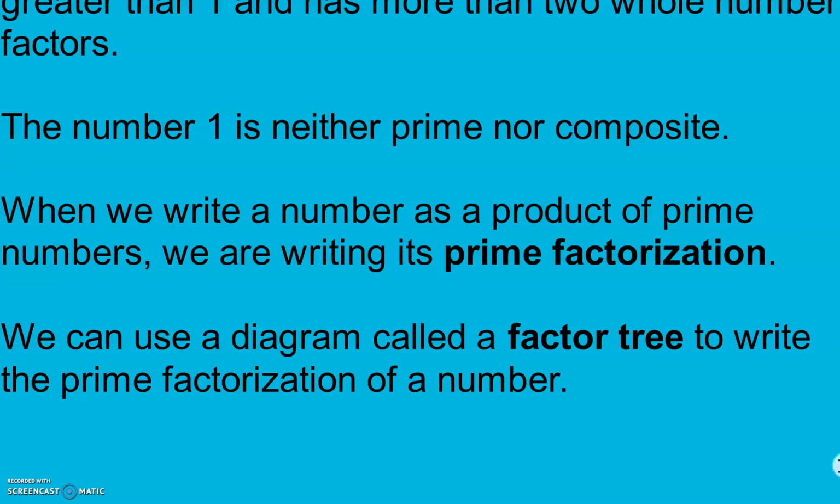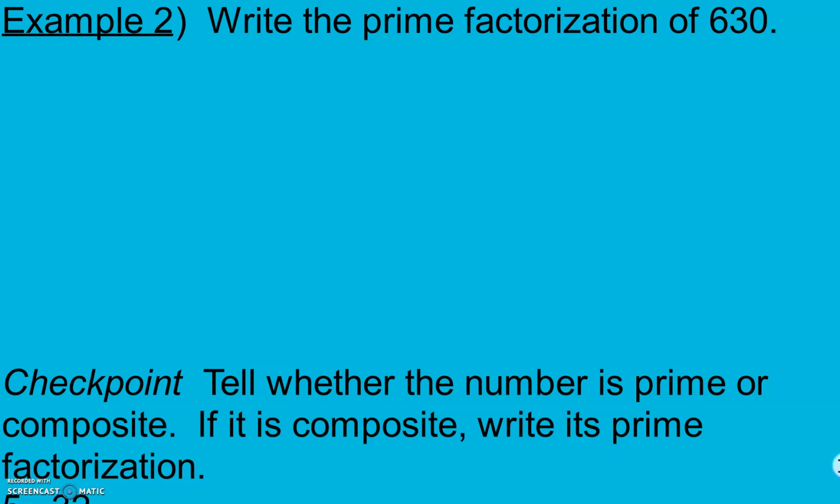When we write a number as a product of prime numbers, we're writing its prime factorization. And we can use a diagram called the factor tree to write the prime factorization of a number. We keep splitting our number into factors until we get to primes at the end of our branches. And then the ends of all of our branches give us our prime factorization. In example 2, we're going to write the prime factorization of 630.